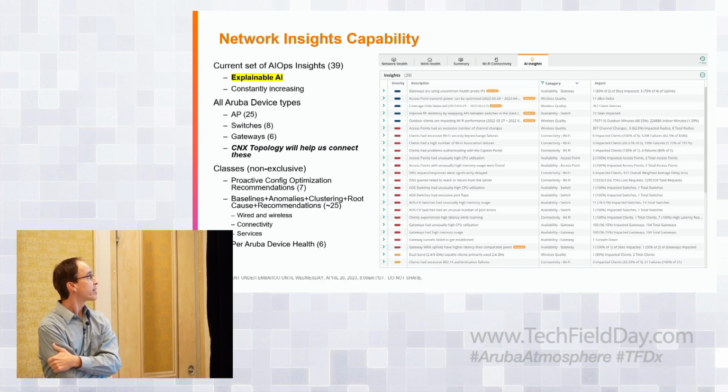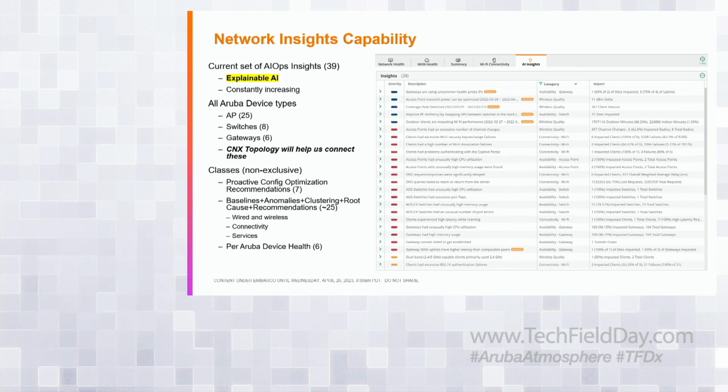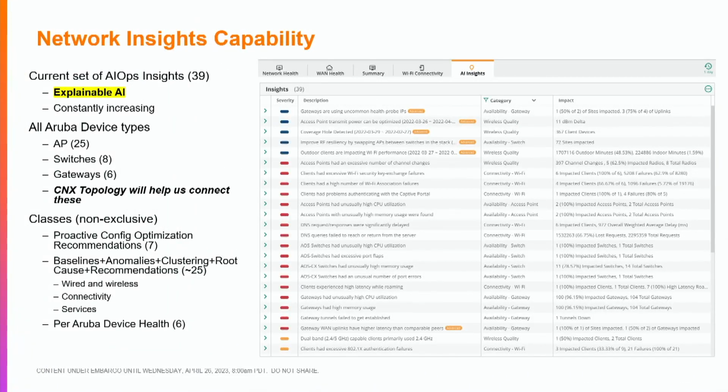So under device types, we have about 25 dedicated to APs, 8 dedicated to switches, and 6 to gateways. And CNX is going to enhance all of these. We're actually not adding new AIOps insights to Central Classic. Everything new is going to CNX, and Frank is going to show us the CNX.